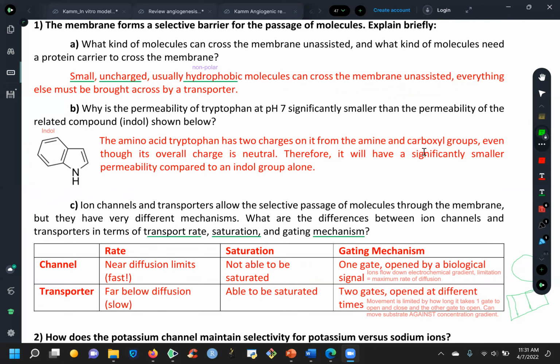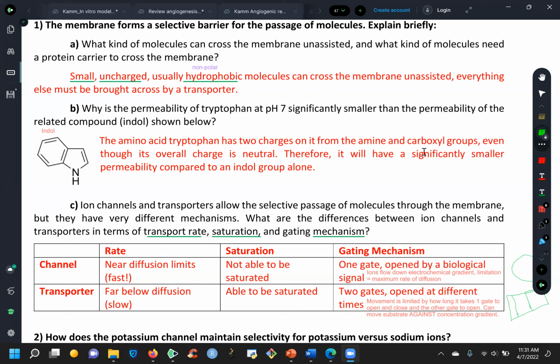You don't need anything. And then they give you two molecules. Now that you know the rules, small, uncharged, and hydrophobic, they give you two molecules, and they tell you which one is more permeable. Permeable is just the word that they're using to cross the membrane. Which one can cross the membrane faster, better, more efficiently? That's what permeability means. So here they gave us indole and they gave us tryptophan.